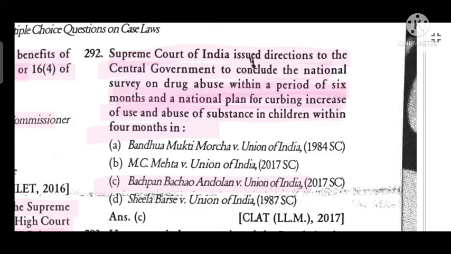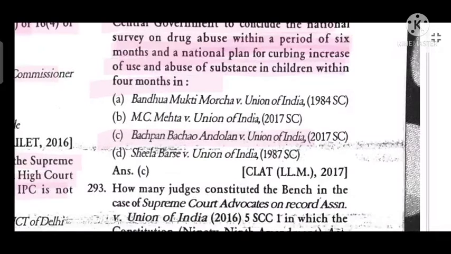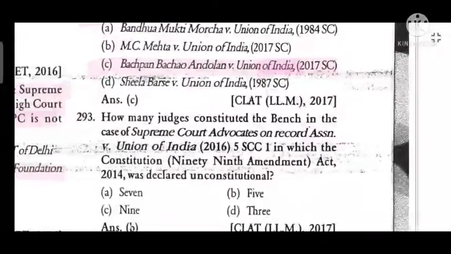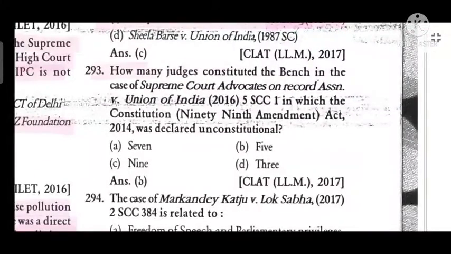Bachpan Bachao Andolan vs. Union of India, 2017. How many judges constituted the bench of the Supreme Court in the case of Supreme Court Advocates-on-Record Association vs. Union of India, 2016, in which the constitutionality of the 99th Amendment Act was declared unconstitutional?